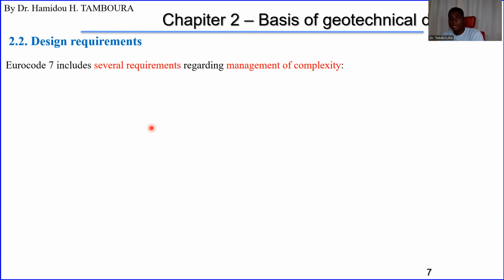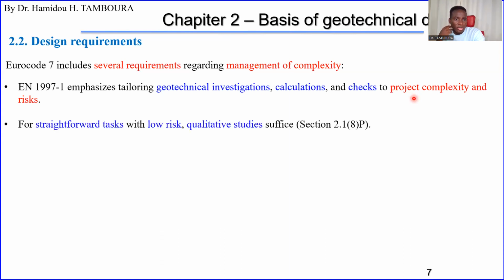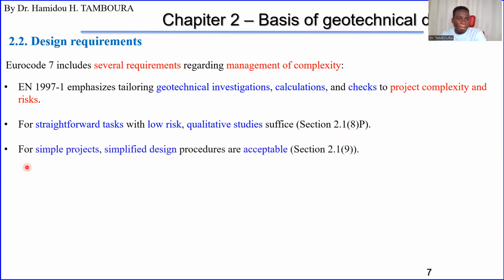Eurocode 7 includes several requirements regarding the management of complexity. EN 1997-1 emphasizes tailoring geotechnical investigation, calculation, and checks to project complexity and risk. So for straightforward tasks with low risk, a qualitative study is enough. When you see something in brackets, it means a reference to the Eurocode book, which you can check. For a simple project, we can use just simplified design and procedures. We don't need more complex design for a simple project.